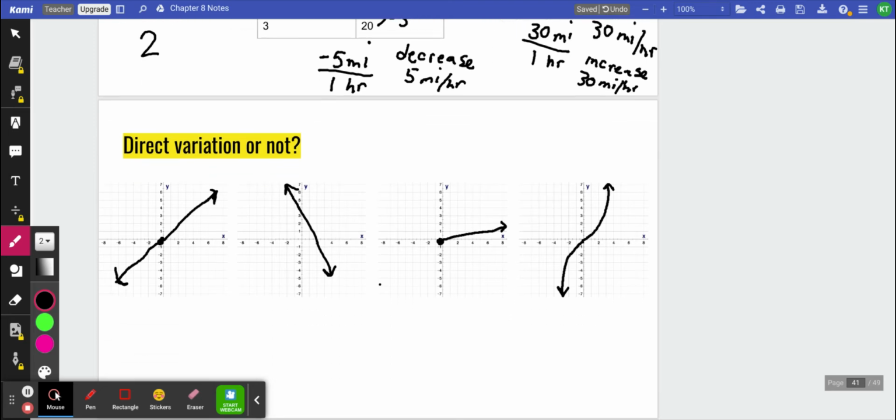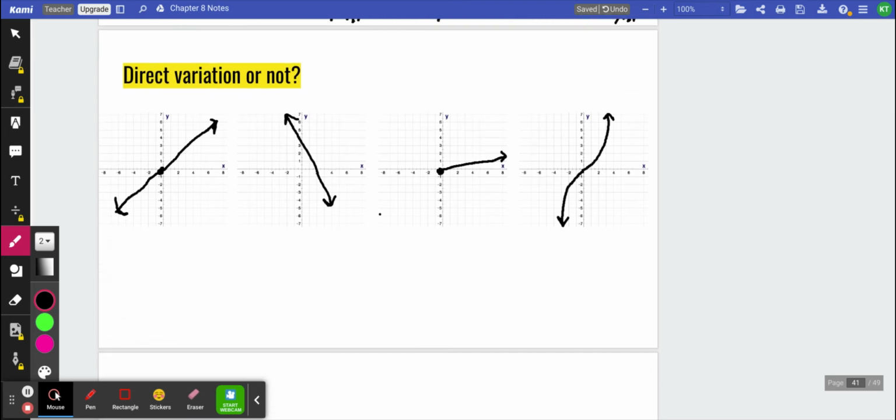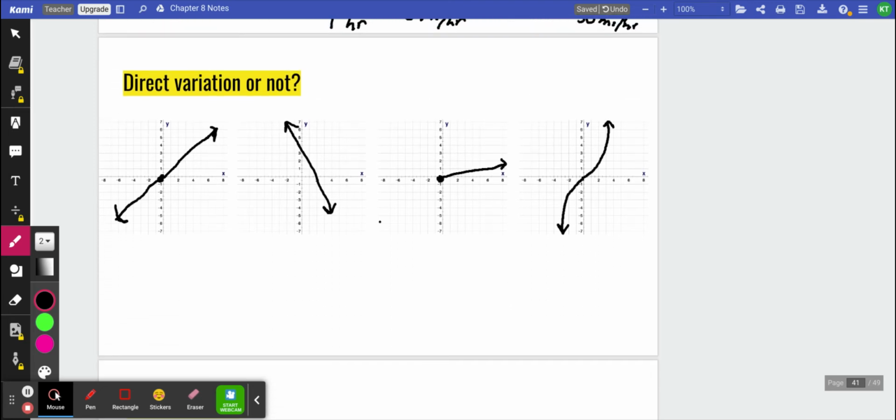Now, we said a specific type of linear equation is direct variation. So if I look here, what makes it direct variation is if it crosses at the origin, 0, 0, and is linear, right? And we're going to pretend that I can draw straight lines. It's supposed to be a straight line. So yes, that would be direct variation. It's linear and goes through the point 0, 0.